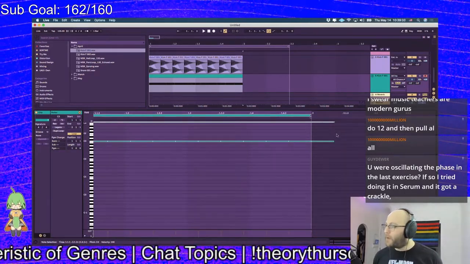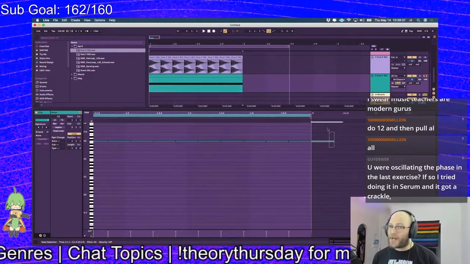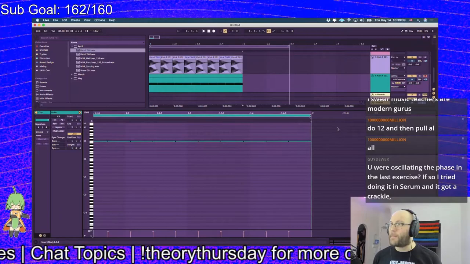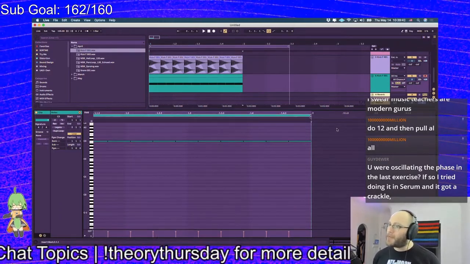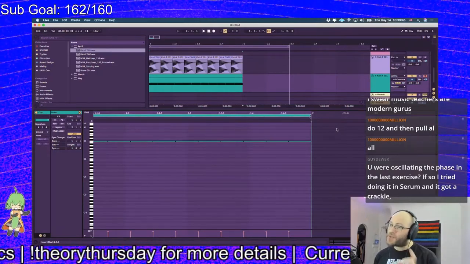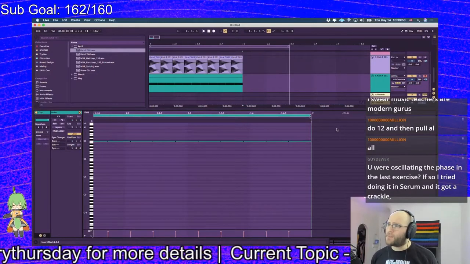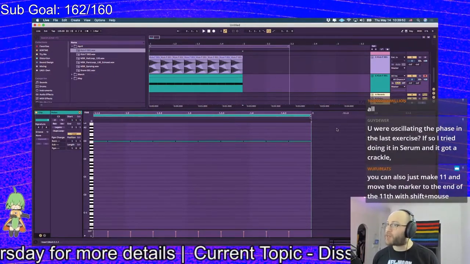And there we go. Were you oscillating the phase of Soitroid? Yes, so Serum does not quite have the same amount of control. And make sure you're modulating phase, not frequency. Serum's LFOs are kind of rough when it comes to rates over 20 to 30.